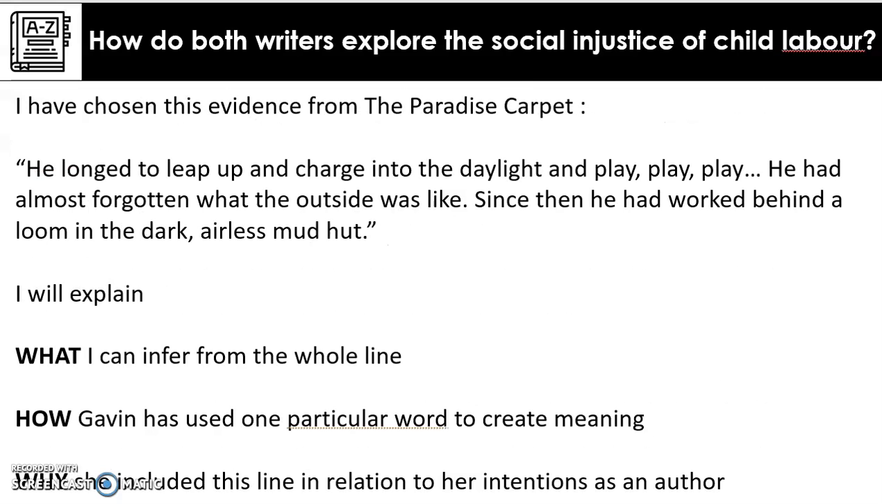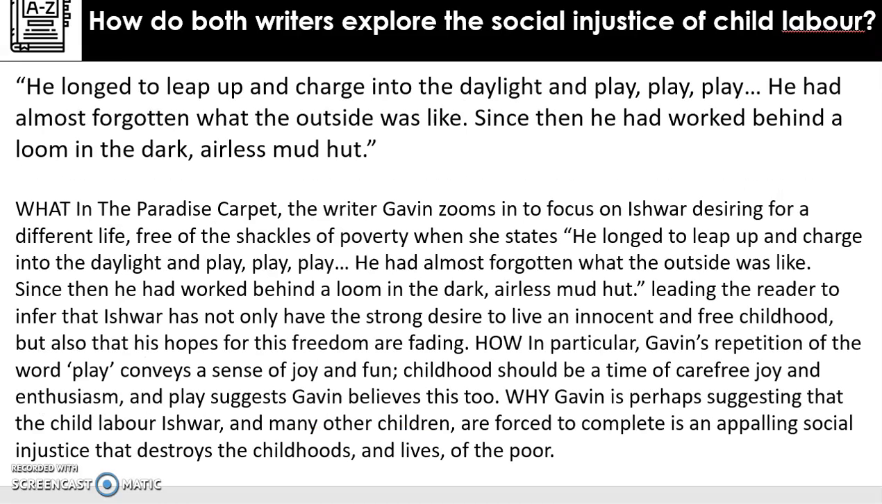So, I've chosen this evidence because I think it's a really effective use of contrast. It's where Ishwa is looking outside. "He longed to leap up and charge into the daylight and play, play, play. He had almost forgotten what the outside was like. Since then, he had worked behind a loom in the dark, airless mud hut." What I'm going to try and explain in my paragraph is what I can infer from the whole quote, how Gavin has used one particular word to create meaning, and then why she included this line in relation to her intentions as an author, thinking about social injustice. So let's show you how I'd go about it.